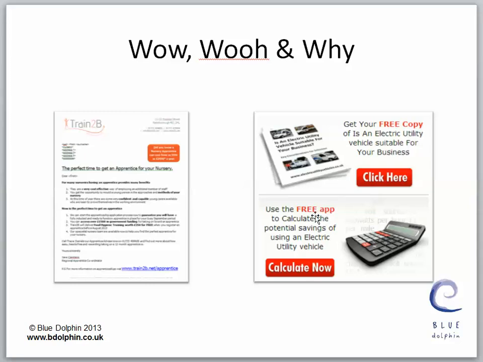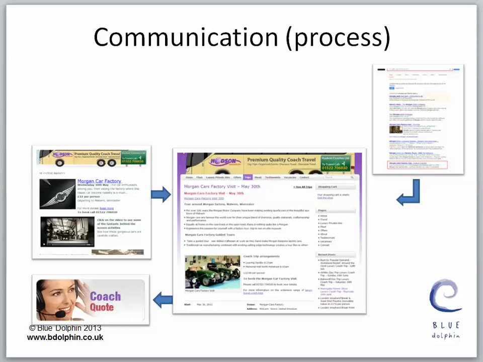The communication process, quite often, if there's a list that we can work towards, we start with an email. That email drives people to a website. On that website, we're able to monitor the clicks, and we then have people outbound telephoning the people who have made an interest to it.